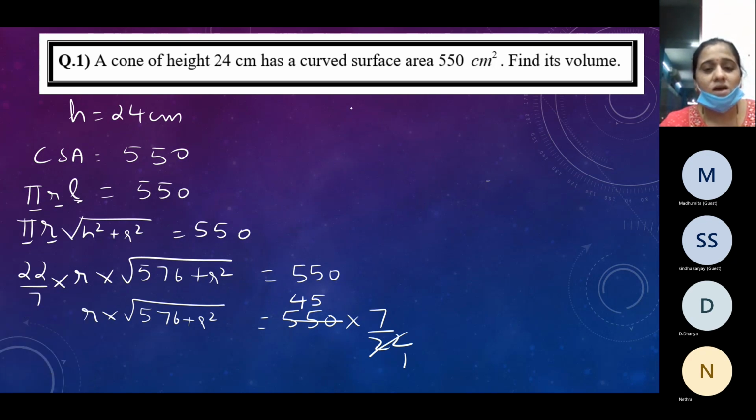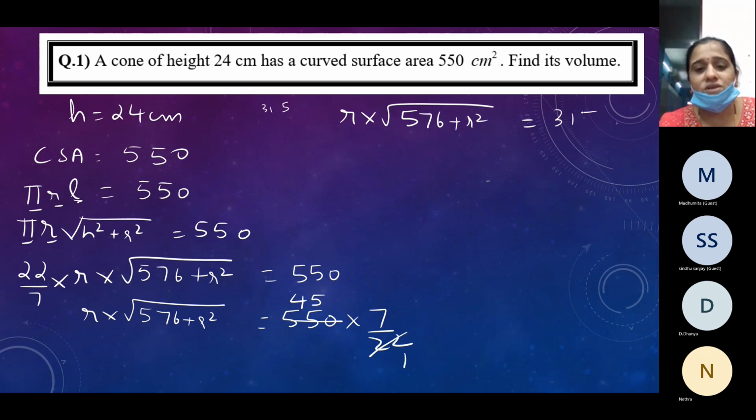So this is what we have. R into root of 576 plus R square is equal to 45 into 7. 45 into 7: 5 7s are 35, 3 carry over, 315. Now you want to get rid of the square root symbol. So you have to square on both the sides.